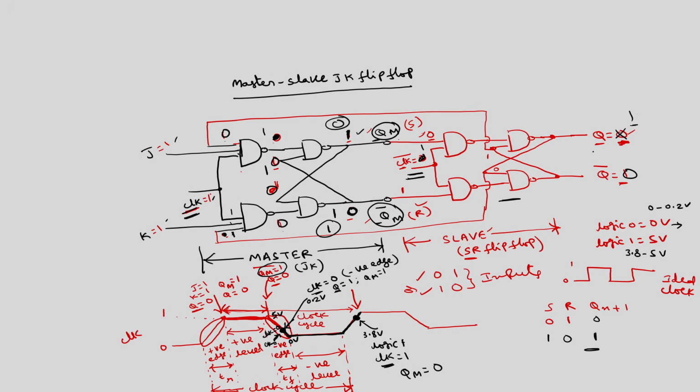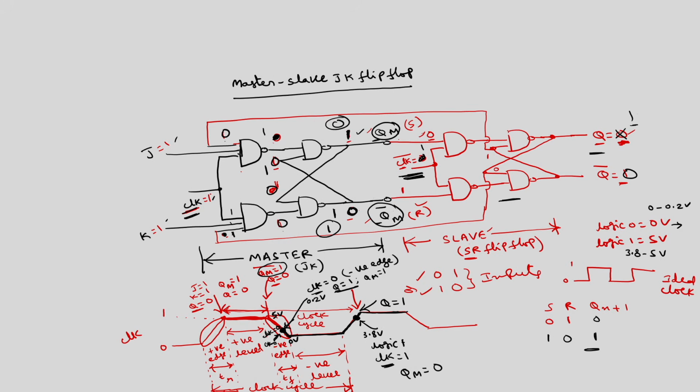But what happens to the final output? Because the clock of the slave is disabled, it remains at the previous state. What is that previous state? At this point Q has changed to 1. So this will continue until Q equals 1. So at this point Q is equal to 1.